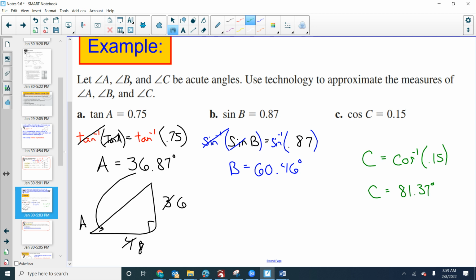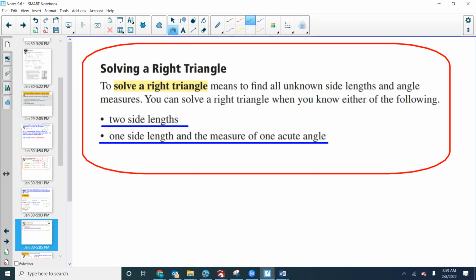That's going to be our last step when we do these problems. For today, that's our last step, typing that in our calculator to uncover the angle that had that ratio. All right. Our next fill in the blank for the notes: to solve a triangle, you have to find all the unknown side lengths and angle measures. You can solve a right triangle when you know either of the following: 2 sides, or 1 side length and the measure of 1 acute angle.